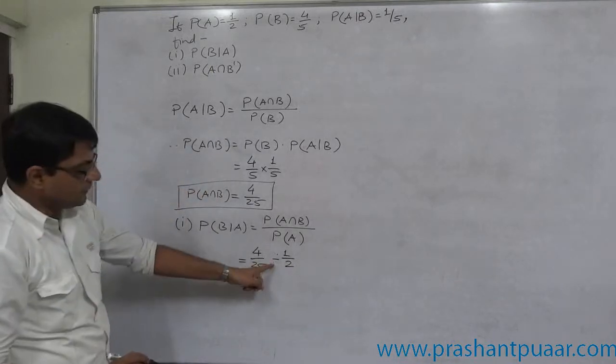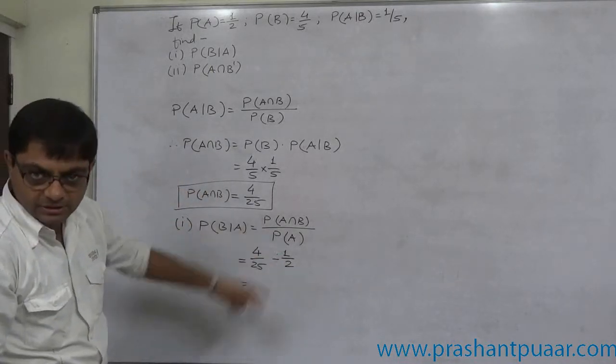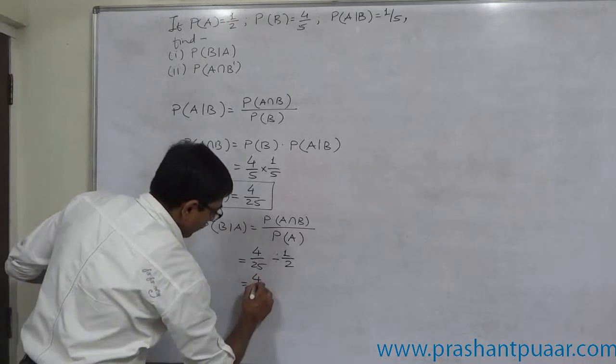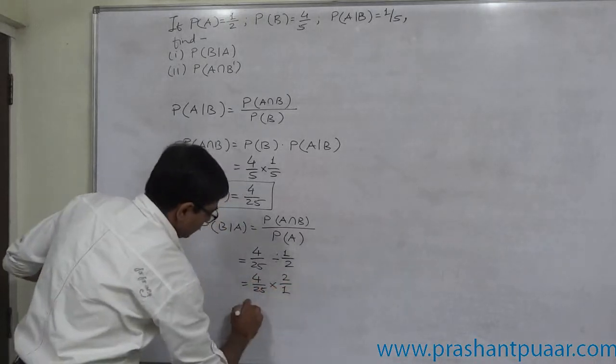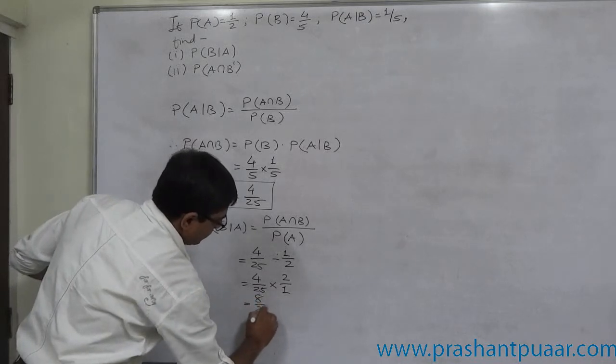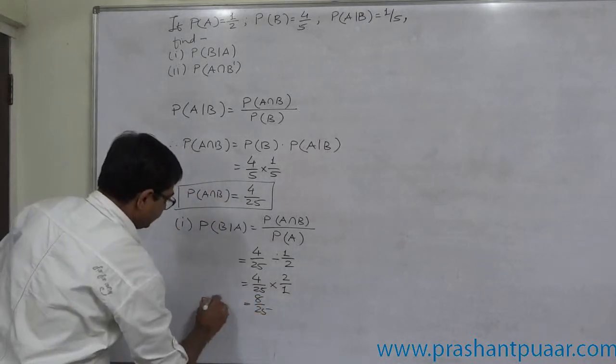Now this is a case of division. Division means multiplication with inverse. So 4 by 25 multiplied by 2 by 1. So the answer is 8 by 25.